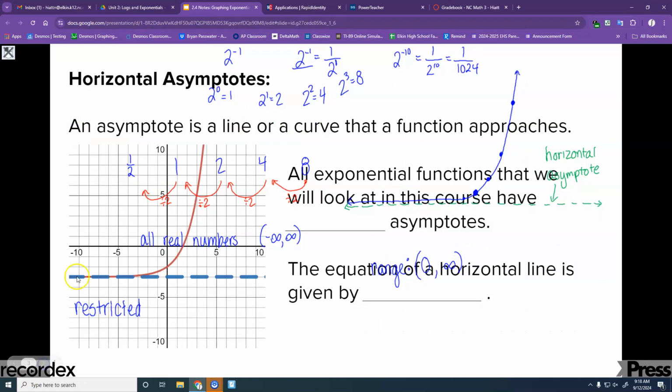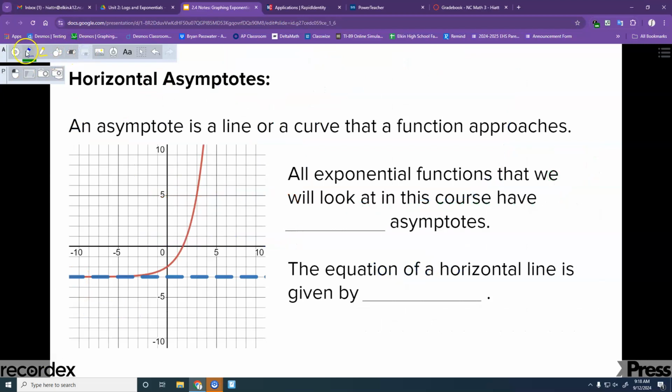Let's look at horizontal asymptote here. I've forgotten what I put on my own notes. An asymptote is a line or a curve. It can actually be a curve, but you won't see that. That would be a much higher level math than here. We're only going to see lines that a function approaches. All exponential functions that we will look at in this course have horizontal asymptotes.